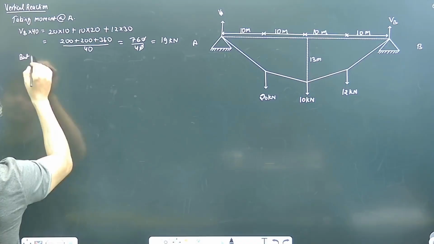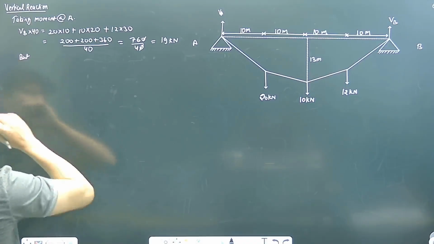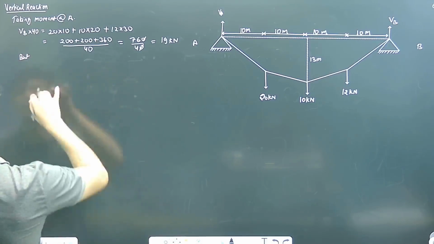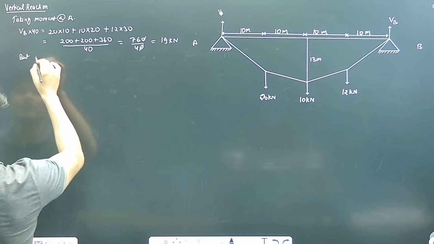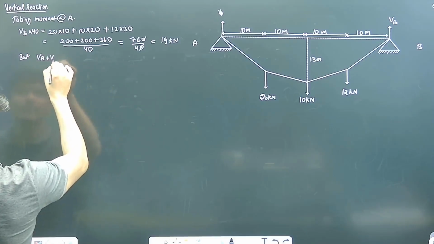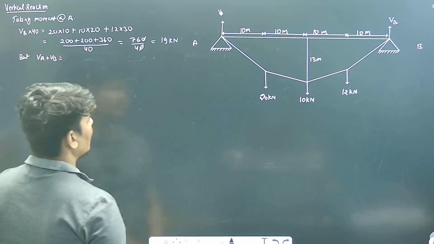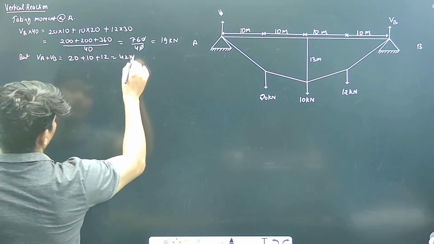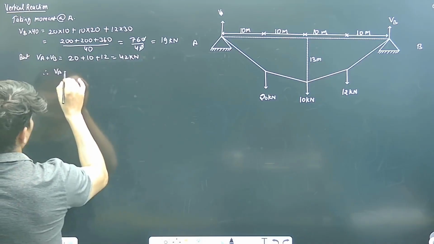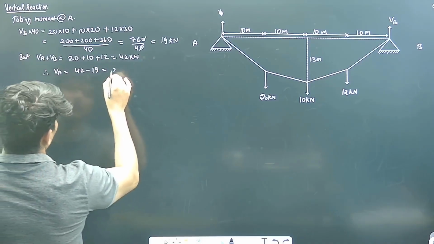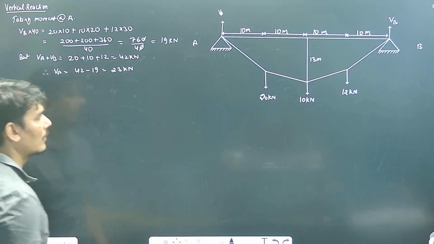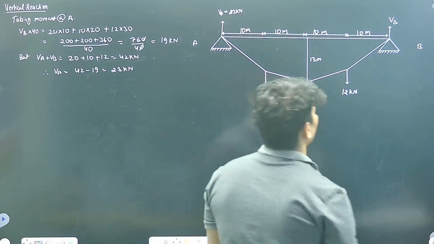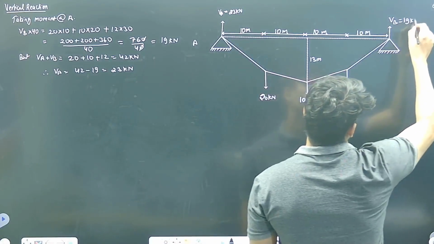Since the summation of all the forces in the y direction is 0, VA plus VB should equal the total load, which is 20 plus 10 plus 12, that is 42 kilonewton. So VA is equal to 42 minus 19, which is 23 kilonewton. So VA is 23 kilonewton, VB is 19 kilonewton.